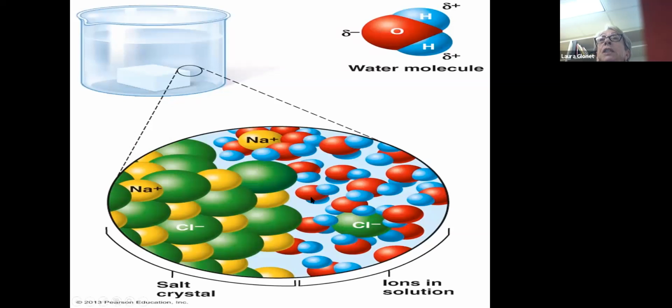This picture just lets you see how if we have sodium chloride, we put it in water, which are the red and the two blue ball molecules, they will break apart and how they will be suspended in water.